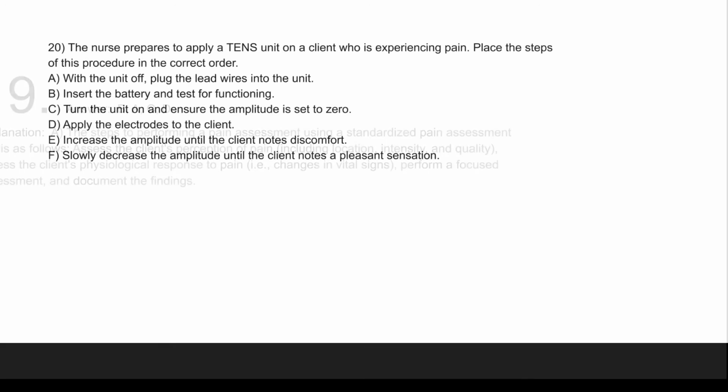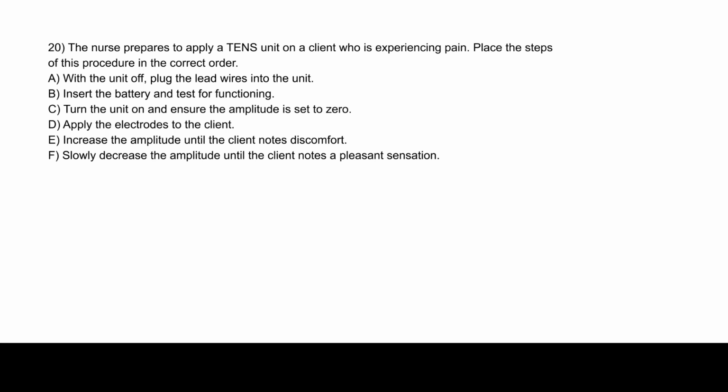Number 20. The nurse prepares to apply a TENS unit on a client who is experiencing pain. Place the steps of this procedure in the correct order. Option A. With the unit off, plug the lead wires into the unit. Option B. Insert the battery and test for functioning. Option C. Turn the unit on and ensure the amplitude is set to 0. Option D. Apply the electrodes to the client. Option E. Increase the amplitude until the client notes discomfort. Option F. Slowly decrease the amplitude until the client notes a pleasant sensation.